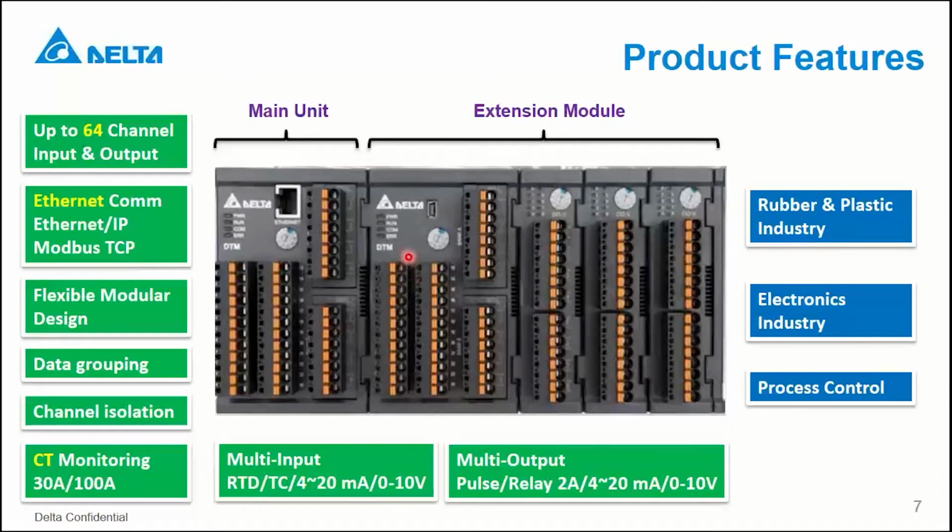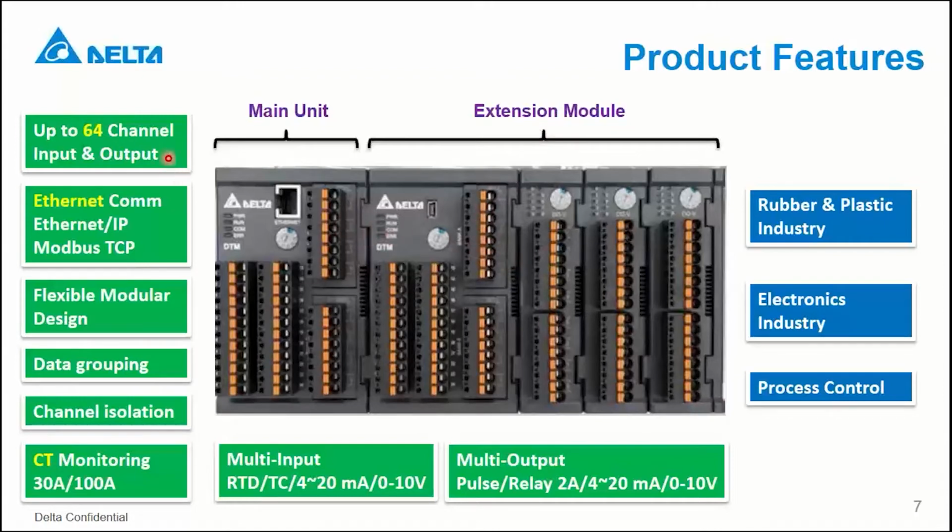Okay, here's the picture. This is the front view of the product. So basically, there are two parts. The first one is the main unit here. You can think of this one more like a CPU. So here's a communication port, and we also have the RS-485 at the bottom side. And at the right side, there's an extension module. I will introduce this one later.